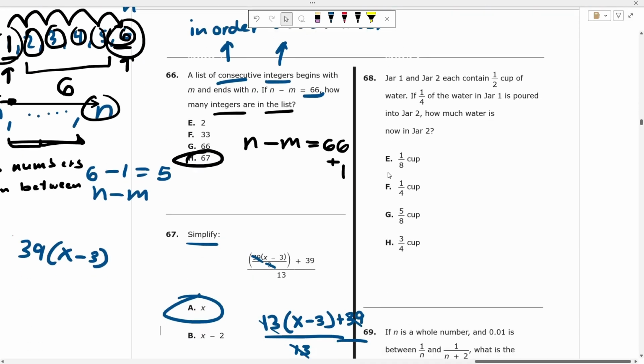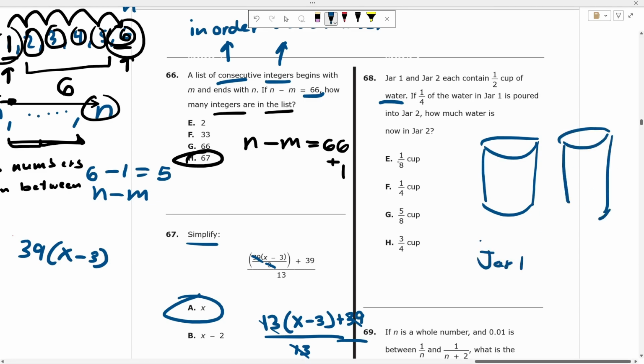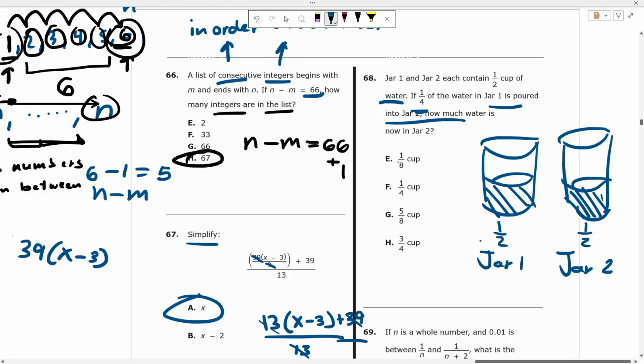So number 68 says jar 1 and jar 2 contain half a cup of water. Okay, so let's just say that this is jar 1, and that over here this is jar 2. So that we all know that they both contain half a cup of water. So this is what's inside, and we know that they're both half full. Okay, if 1/4 of the water in jar 1 is poured into jar 2, how much water is in jar 2? So here's the thing.